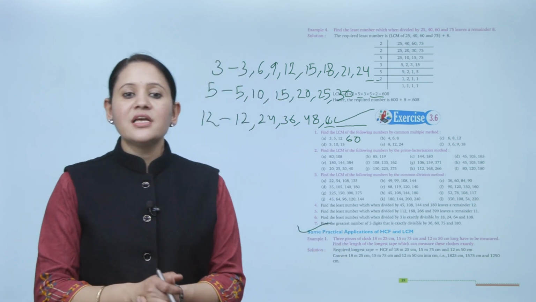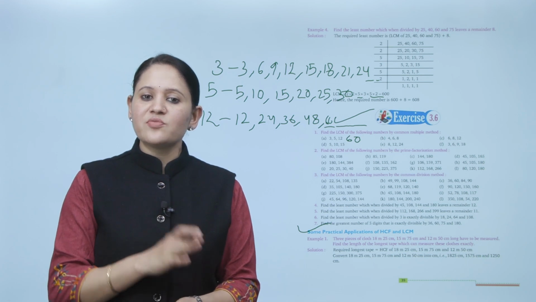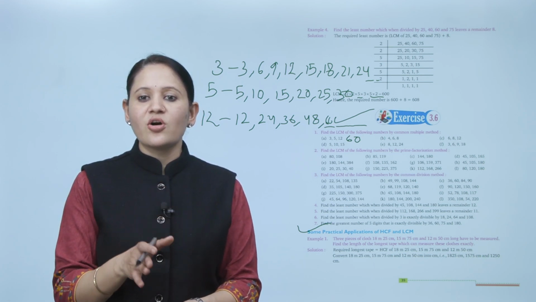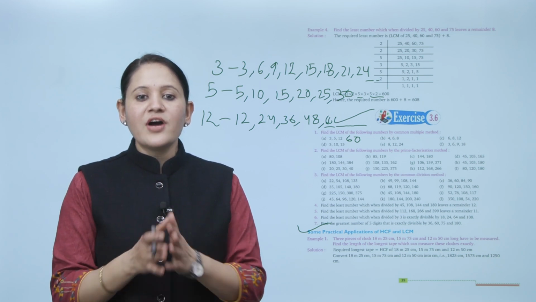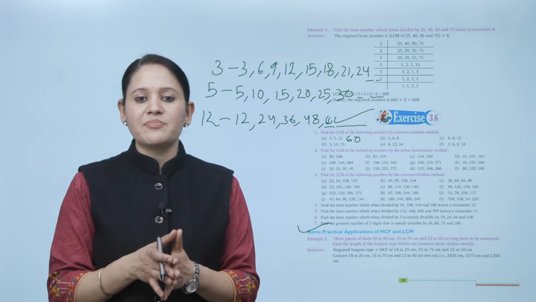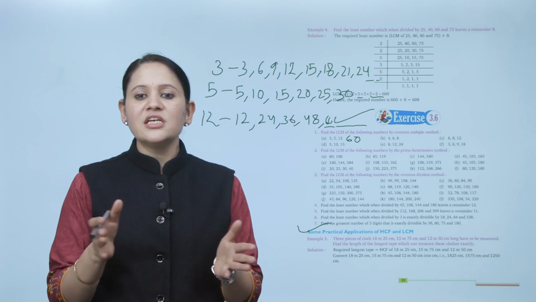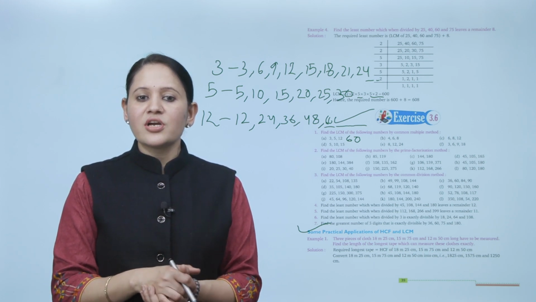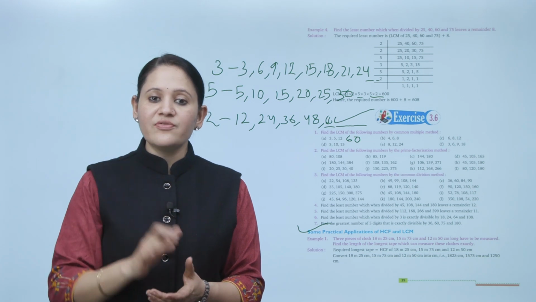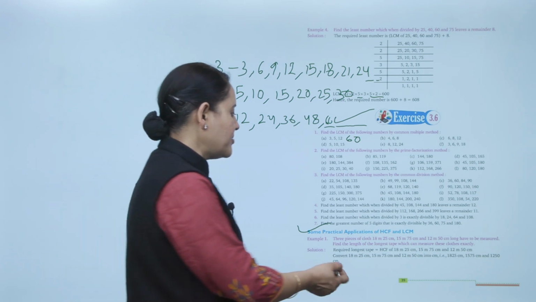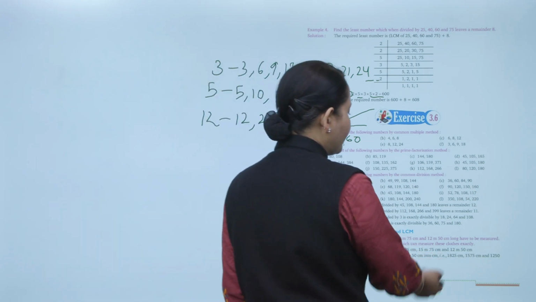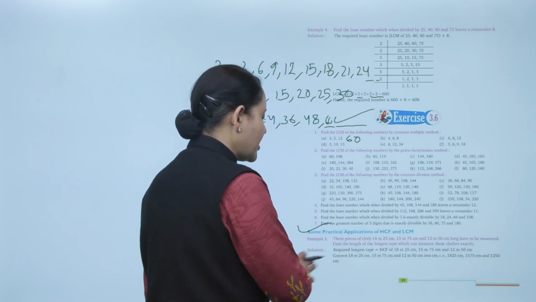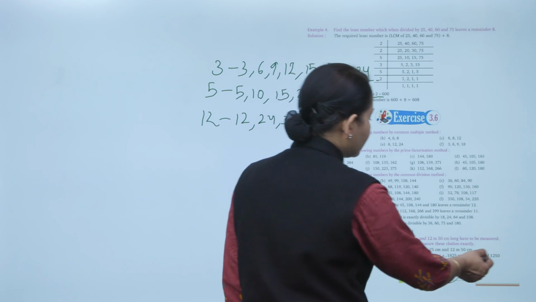Next is some practical applications of HCF and LCM. We'll take an example. 3 pieces of cloth, 18 meter 25 centimeter, 15 meter 75 centimeter, 12 meter 50 centimeter long have to be measured. Find the length of the longest tape which can measure the 3 clothes exactly. Clear? Requiring the longest tape means we have to find the HCF of 18 meter 25 centimeter, 15 meter 75 centimeter and 12 meter 50 centimeter. So first we'll convert them into centimeter.